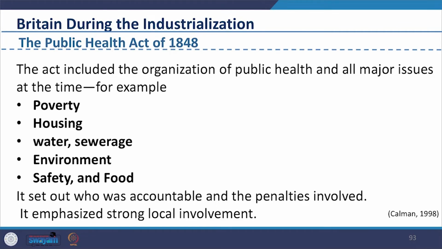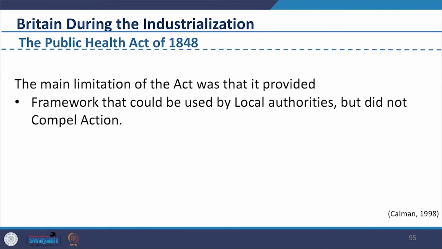The act included the organization of public health and all major issues at the time, for example, poverty, housing, water, sewerage, the environment, safety, and food. It set out who was accountable and the penalties involved. It emphasized strong local involvement. The main limitation of the act was that it provided a framework that could be used by local authorities, but did not compel action. Nevertheless, it was a great step in the domain of health and cities.